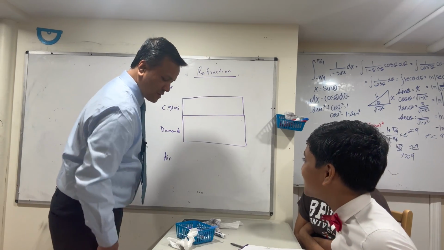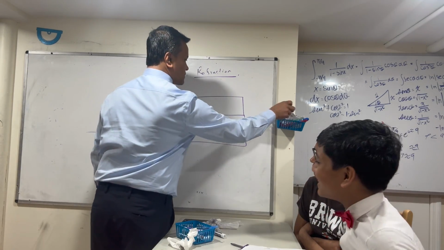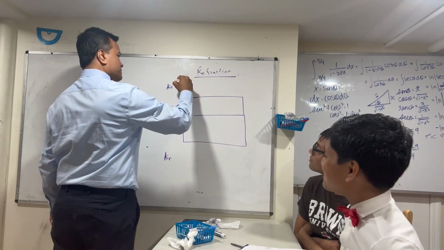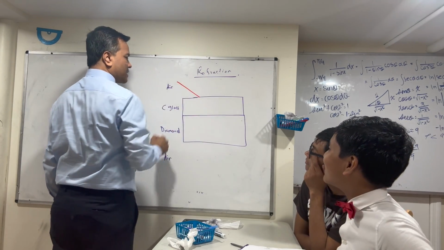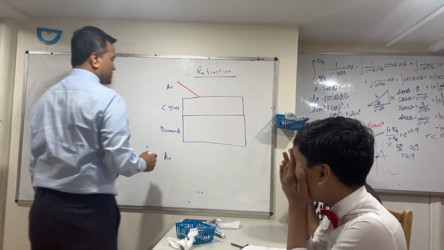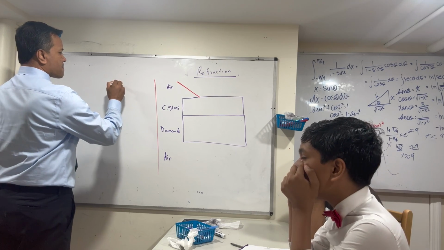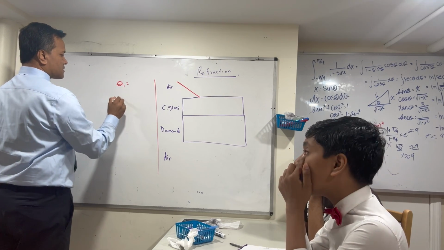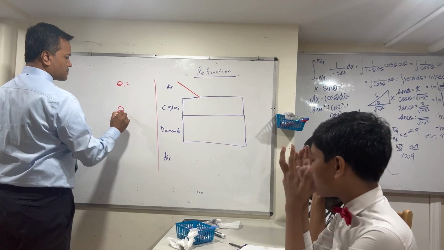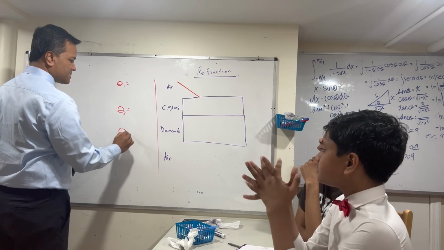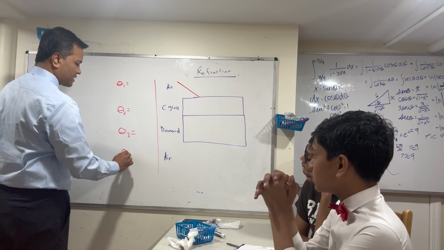Okay, so we are not talking about Rihanna over here, we are talking about physics. Okay, so a red light enters, right? Okay, so a few things you're gonna find. You're gonna find theta 1, theta 2. Theta 2 is in the crown glass. Theta 3 is in the diamond. Theta 4 is in the air.